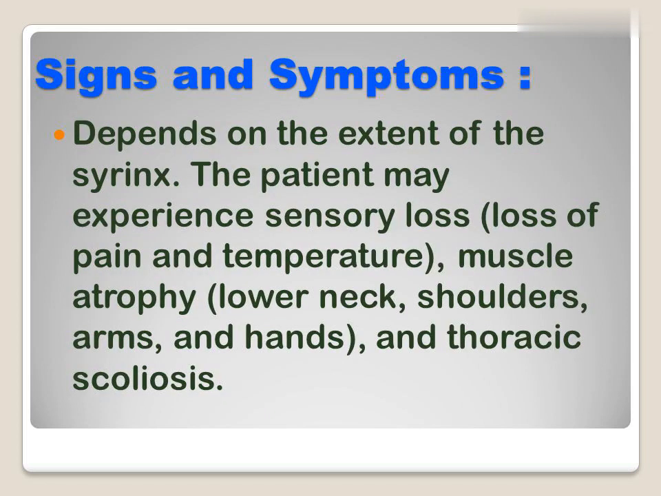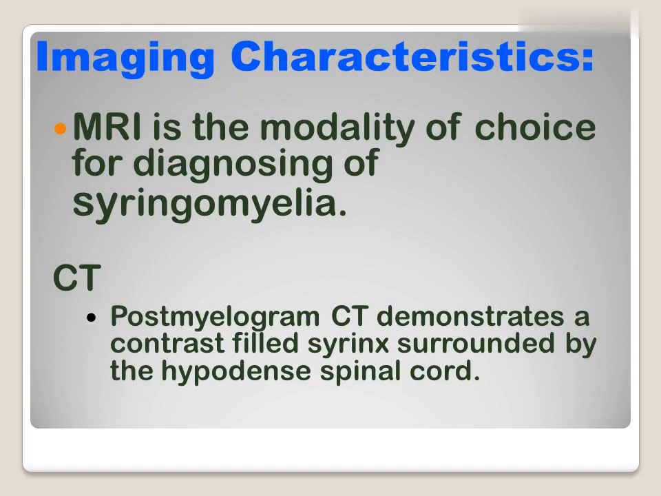Signs and symptoms. Depends on the extent of the syrinx. The patient may experience sensory loss, loss of pain and temperature, muscle atrophy in the lower neck, shoulders, arms, and hands, and thoracic scoliosis. Imaging characteristics. MRI is the modality of choice for diagnosing syringomyelia.